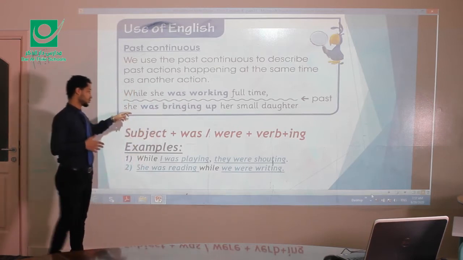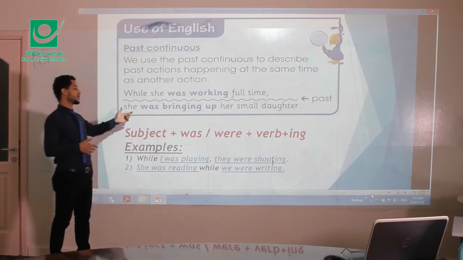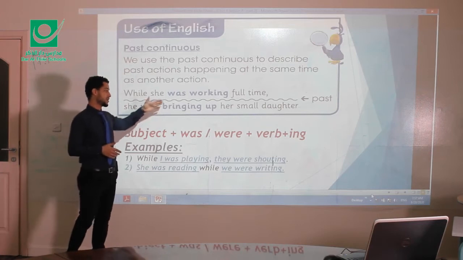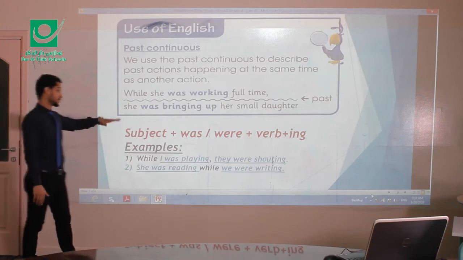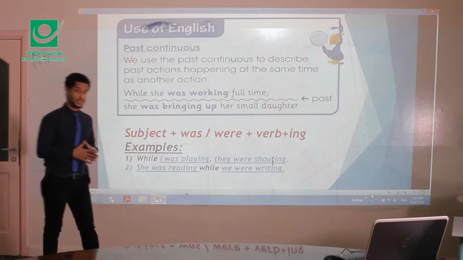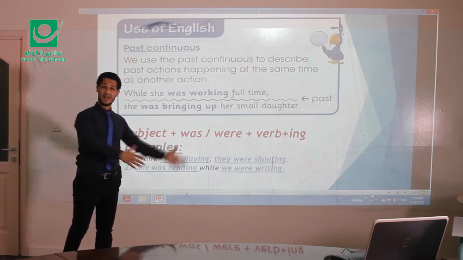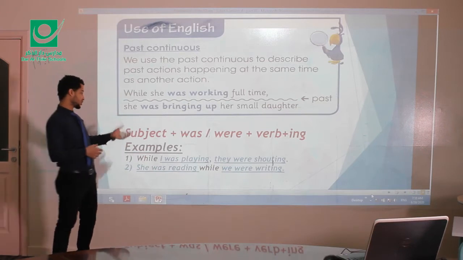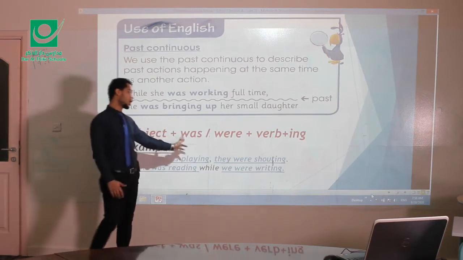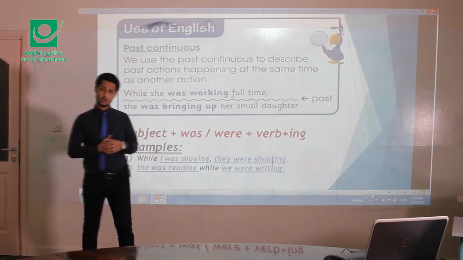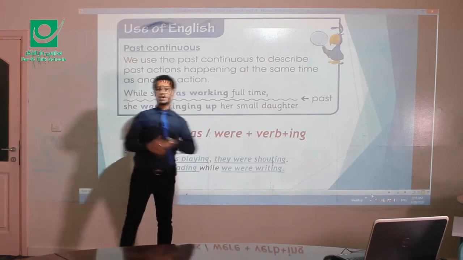Look at the second sentence. She was bringing up her small daughter. So she is a subject, and then was, and then we add ing to the verb. So let's see the form. The form starts with the subject, of course, and the subject can be he, she, it, I, you, we, Ahmed, anyone. Okay? So we start the sentence with a subject, and then after the subject we use was or were, and after was or were the verb plus ing.